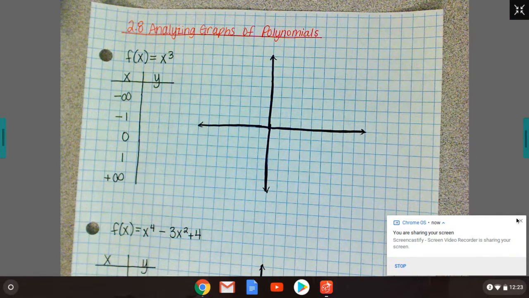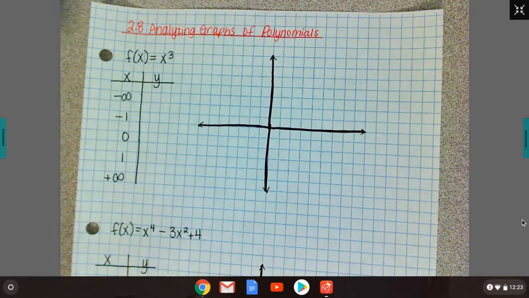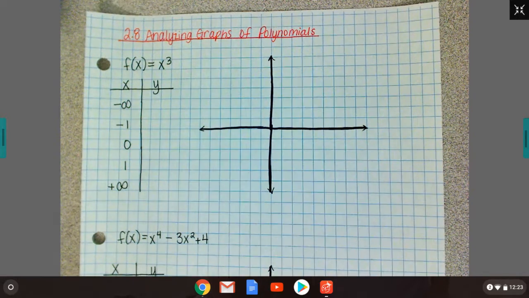We're going to walk through notes on analyzing graphs of polynomials. We're going to work through 4 examples on this. And the game plan on each of these polynomials is to come up with a table, fill in some points, and then check with our graphing calculator to make sure our graph is as approximate as we can.